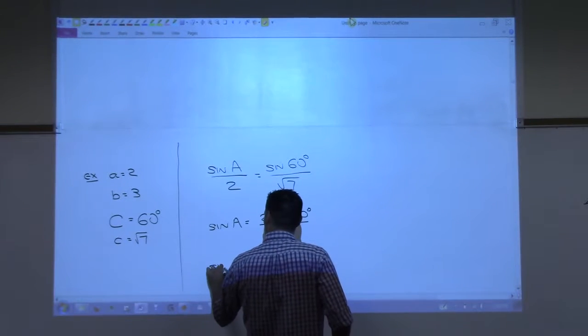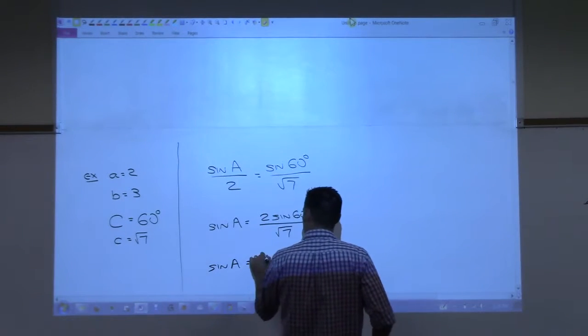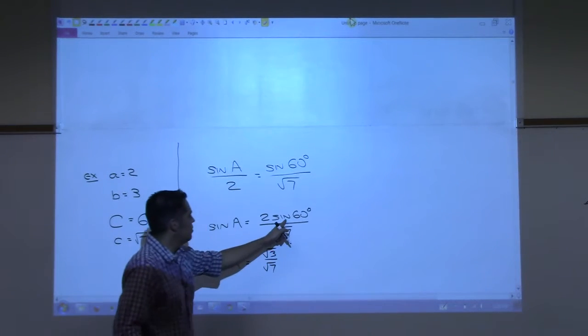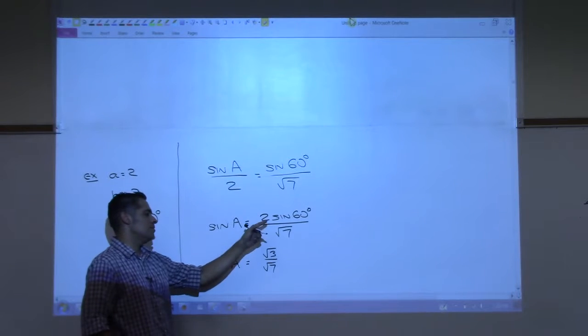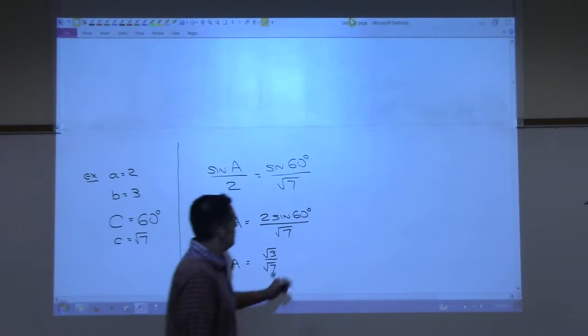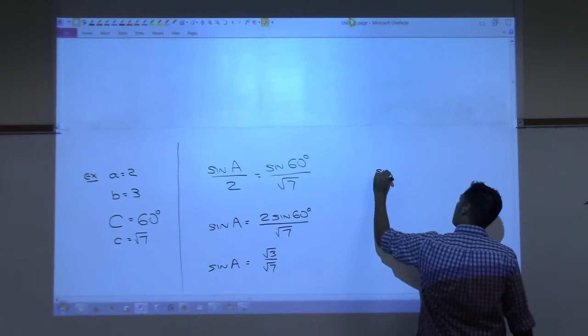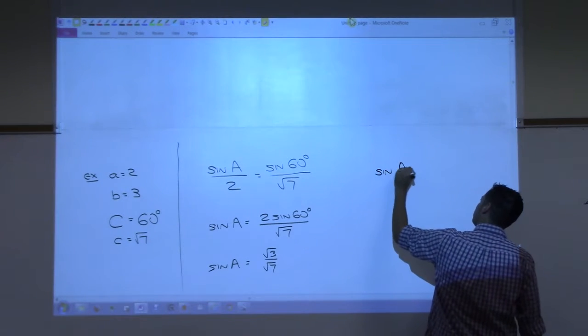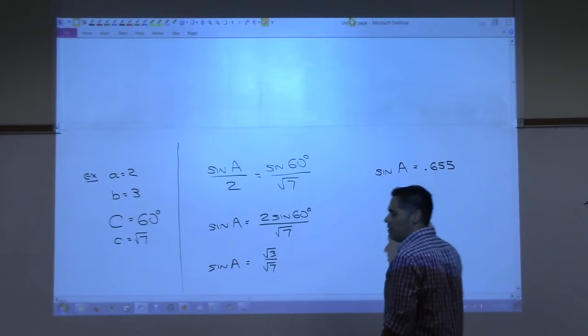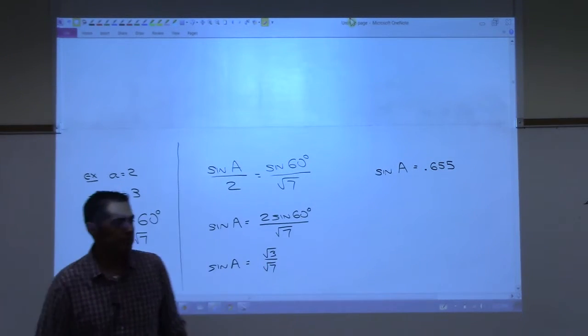This is sine A equals, it's going to turn out to be root 3 over root 7. Because that's root 3 over 2 times 2. The 2's cancel, so root 3 over root 7. Who has that? Sine A is what? 0.654? 0.655? Okay, now at this point, what do we do?